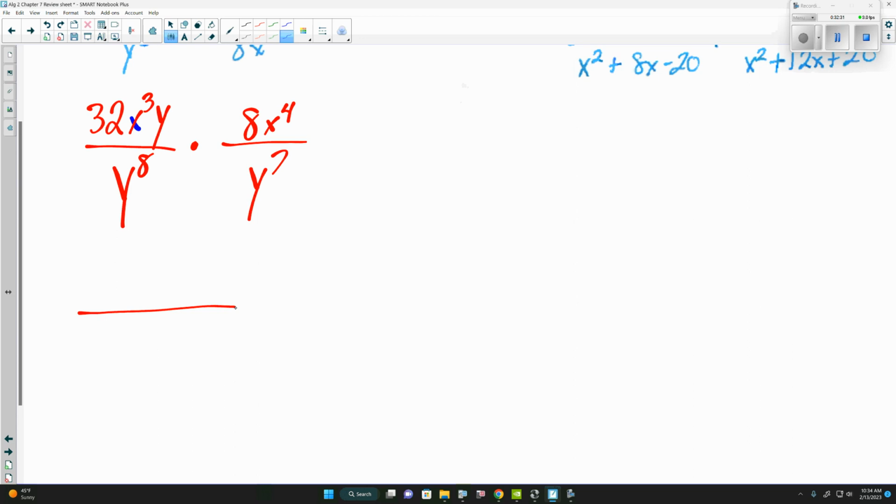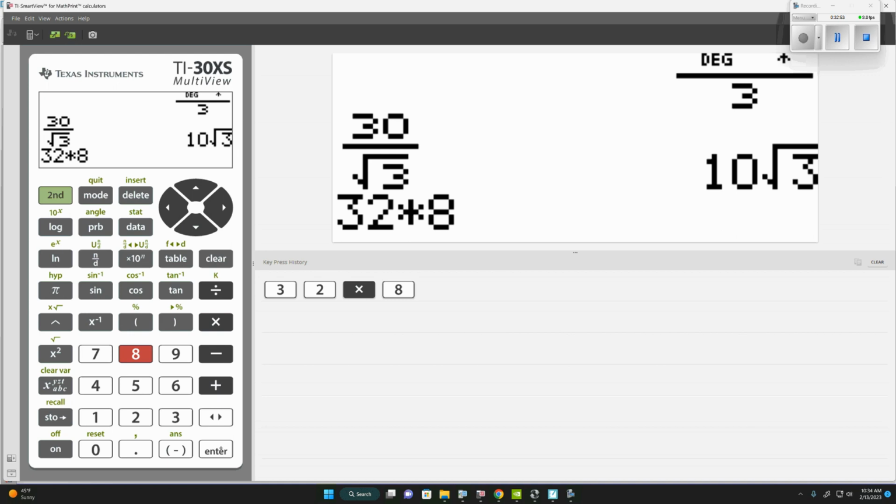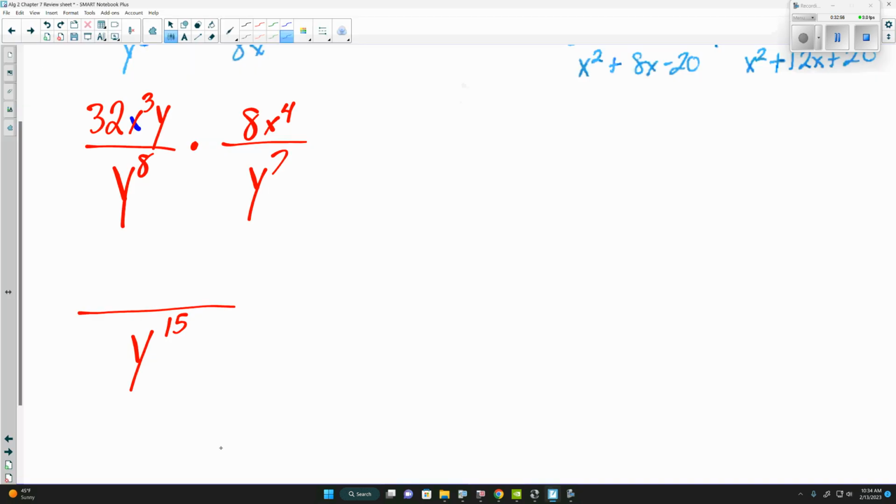So the denominator is y to the 8th times y to the 7th is y to the 15th. When the bases are the same, we add the exponents. The numerators, 32 times 8. I'm just going to grab a calculator because I think it's 256. It's 256. So we multiply those together. X to the 3rd times x to the 4th. Since the bases are the same, we add the exponents, which gives us x to the 7th times y.